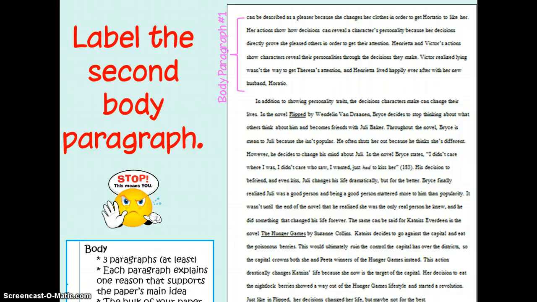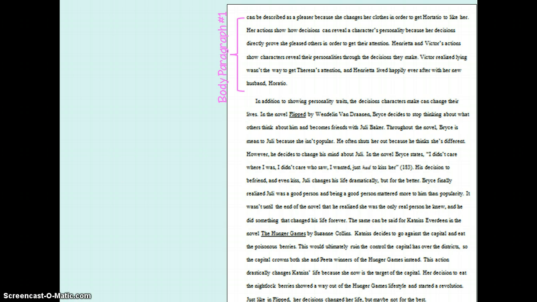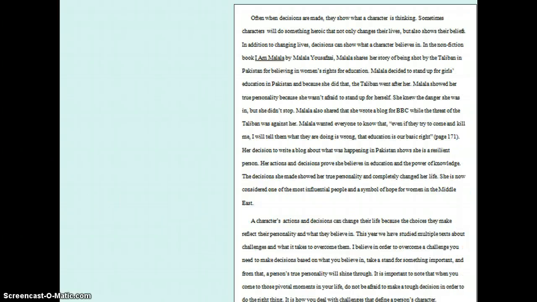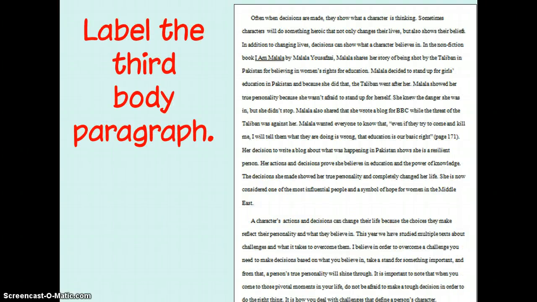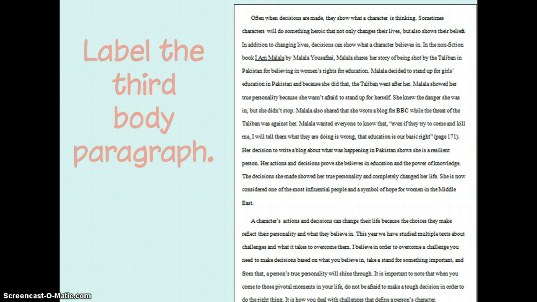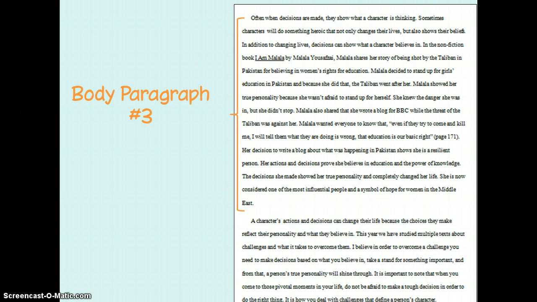Okay, let's see how you did. Right there, beginning with "in addition," is body paragraph number 2. And then let's make a prediction what comes next. You got it. Label body paragraph number 3. Let's see how you did. There it is.